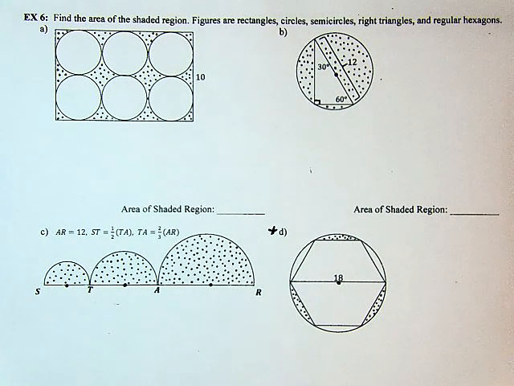All right, so here looking at the first one. Here I'm saying find the area of the shaded region. Figures are rectangles, circles, semicircles, right triangles, and regular hexagons. So we can assume that, even though we haven't marked all of the tick marks that we're used to seeing. So we know what these shapes are going to be.